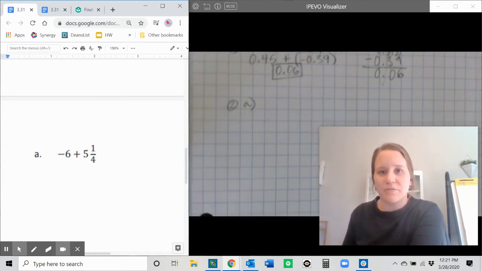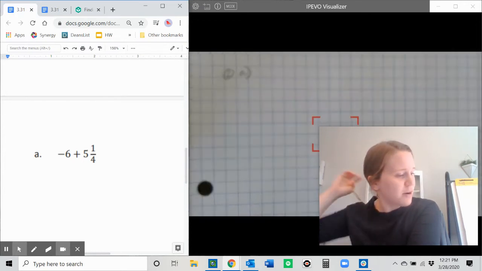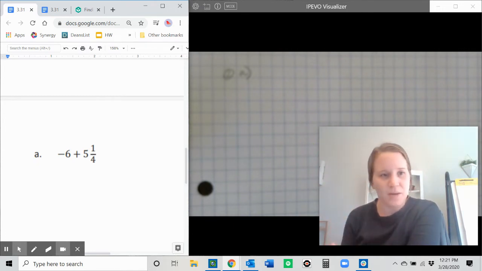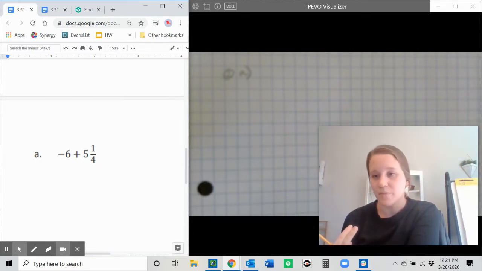We're going to do a few different parts of this question. Okay, question 2A, -6 plus 5 and 1/4. I want to model this question. Of course, you've done it before. You've been adding mixed numbers since you were in previous grades. But I want to just model 2 ways to do this question. There's 2 different ways that we've reviewed, and both are good. You just need to pick what makes sense to you.